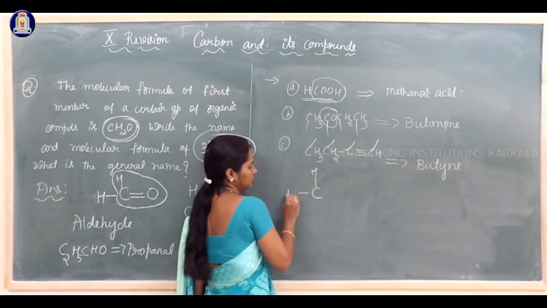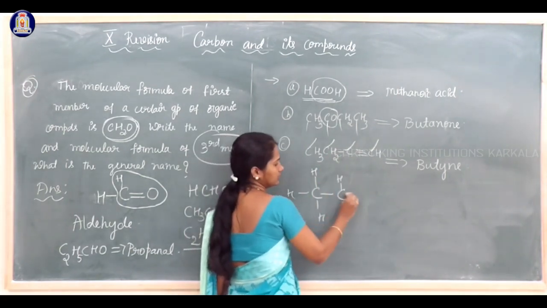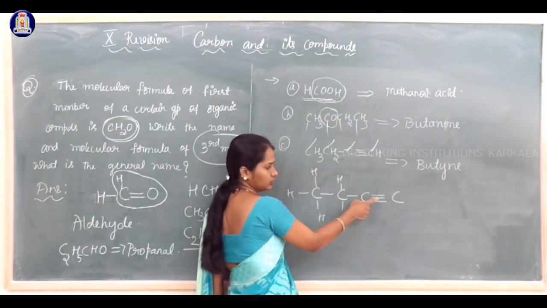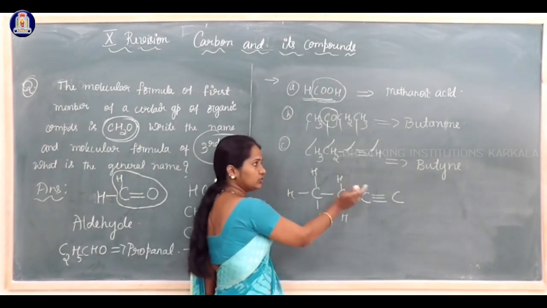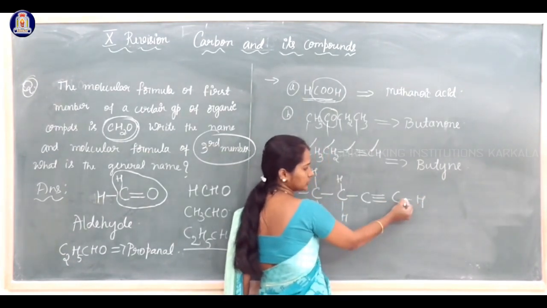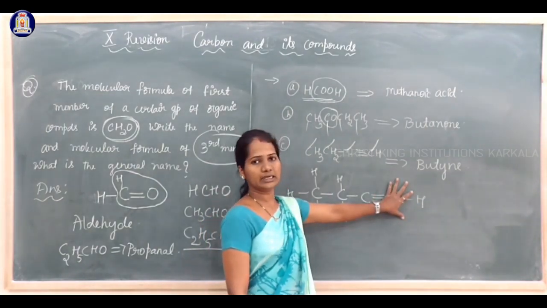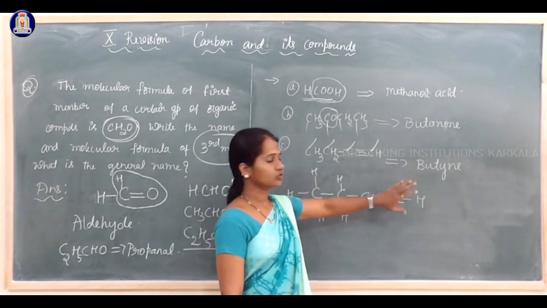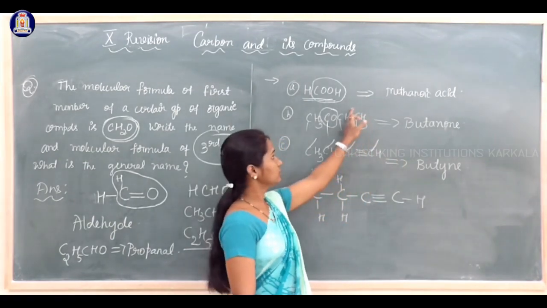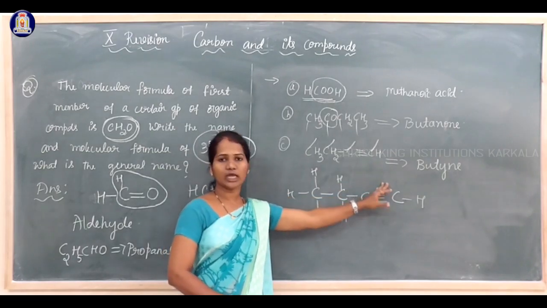CH3, so 1, 2, 3. Second CH2, here 1, here 1. Next C triple bond, triple bond C. For this carbon 1, 2, 3, 4 bonds are present, so no need to write any hydrogen. For this carbon 1 H, because on this side there are 3 bonds. So together 4 bonds are completed. So carbon valency is satisfied. So the name of this compound is butyne. First one is methanoic acid, second one is butanone, and third one is butyne.